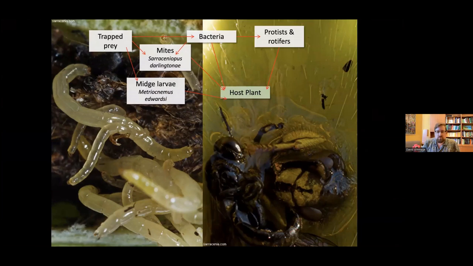So that digestive system doesn't just comprise bacteria. We have a number of other what are called inquiline species that live within the pitcher chamber, most notably these mites here, Saraceniopus darlingtoniae, and these midges, the larvae of which you can see here crawl all over and chew up the remains of the insects.